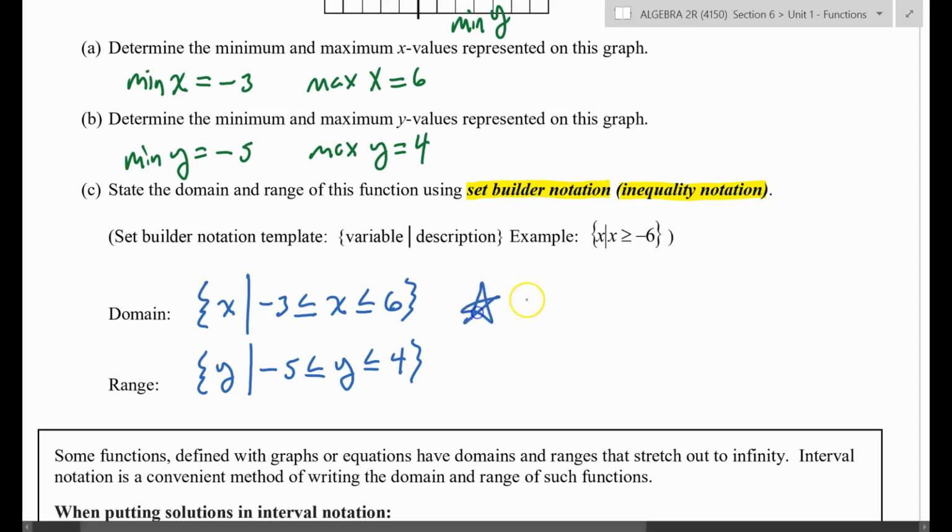Guys, star this. This is called set builder notation.